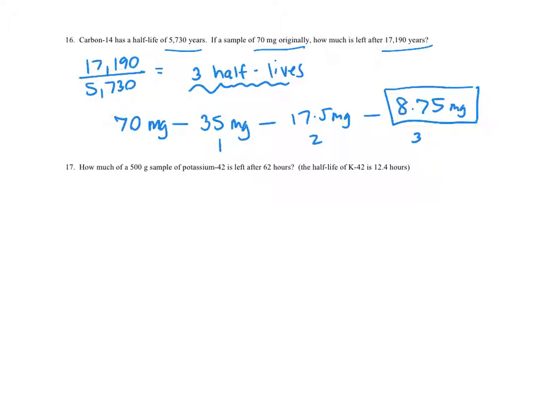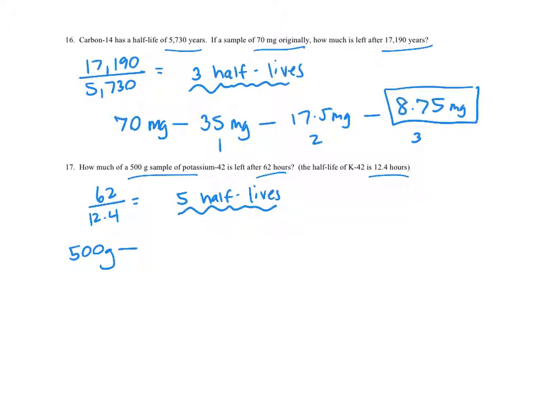And finally, it says how much of a 500-gram sample is left after 62 hours if the half-life is 12.4 hours. So again, you're given 2 times. So I got to take that 62 and divide that by the half-life, 12.4, to get 5. You're going to be able to go through 5 half-lives. I take my starting sample, 500 grams, and I'm going to have to divide it in half 5 times.